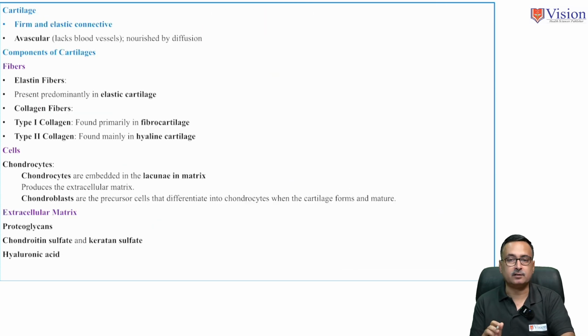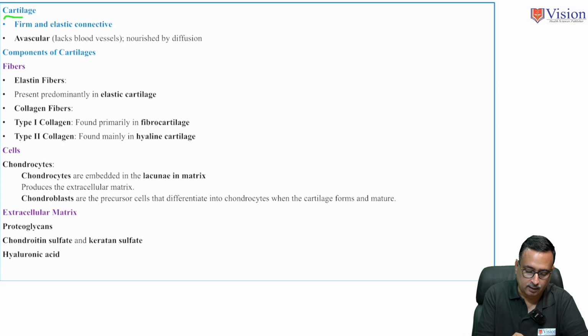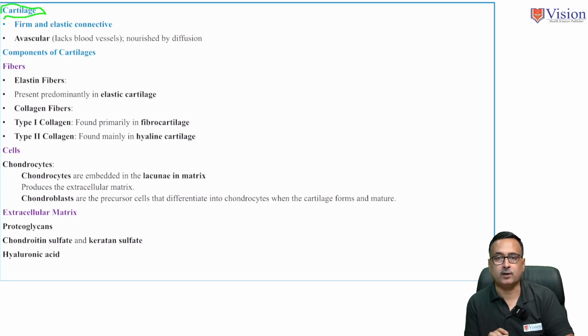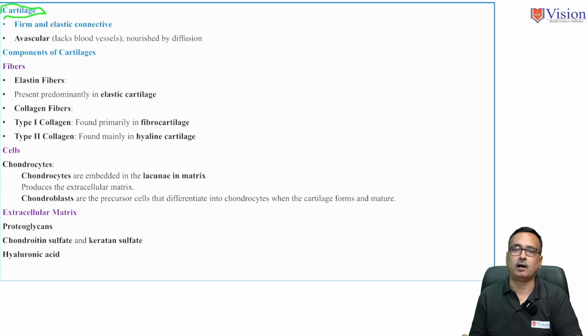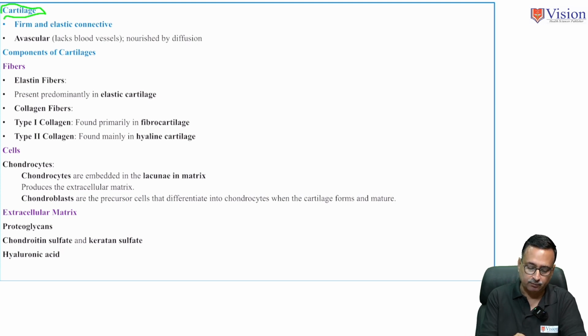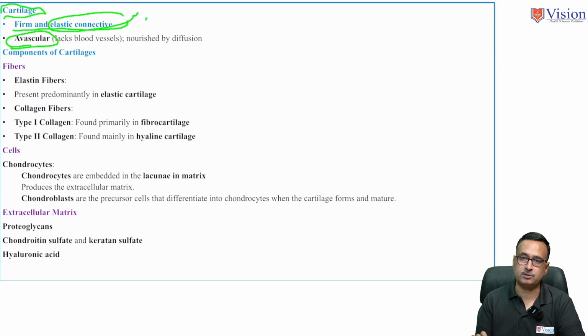Next specialized connective tissue is the cartilage. A basic gross difference between cartilage and bone: a bone is a rigid connective tissue, whereas a cartilage is a firm but soft and elastic connective tissue. The one peculiar characteristic of cartilage is that it is avascular. But then how does it survive?